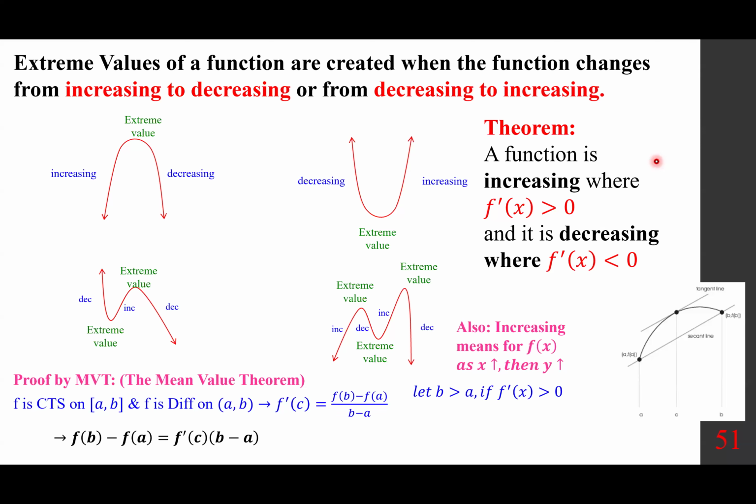We are assuming that, of course, b is on the right side of a, and therefore b is larger than a. B is taken to be larger than a. If f prime of x is positive, that means f prime of c, which is f of b minus f of a over b minus a, is positive. And we said b is larger than a, so b minus a is positive.